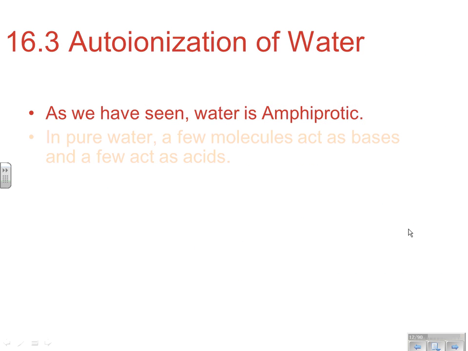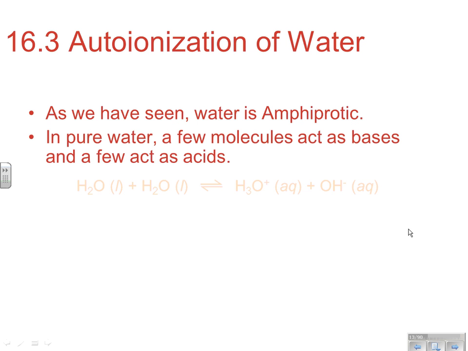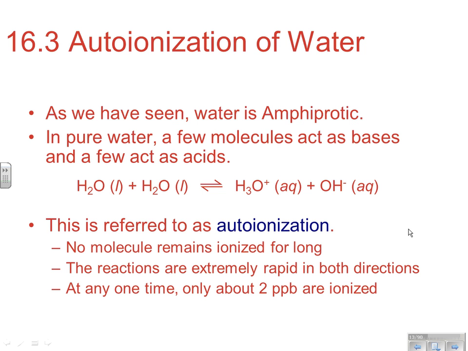Now, as we mentioned earlier, water is something that's amphoteric. And pure water has a few molecules that act as a base and a few molecules that act as an acid. That's the idea I talked about from the very beginning from pre-AP, that you have water molecules colliding with each other and to a very small extent creating ions. Like I said, it's only about 2 in a billion, but it does happen.